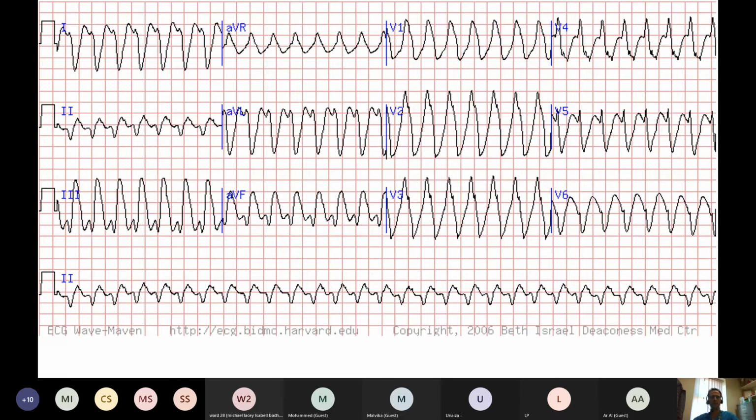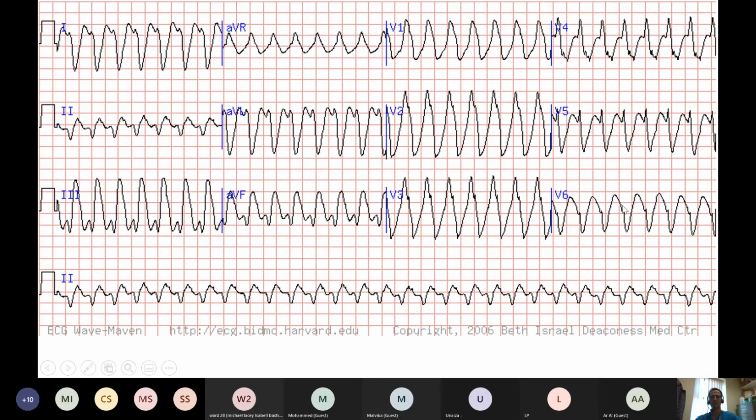So do we think this is atypical left bundle branch block? It's a bit difficult to tell which way up the QRS is. Is it up or down? Can anybody tell me if the QRS is up or down? It's really hard to tell, isn't it?